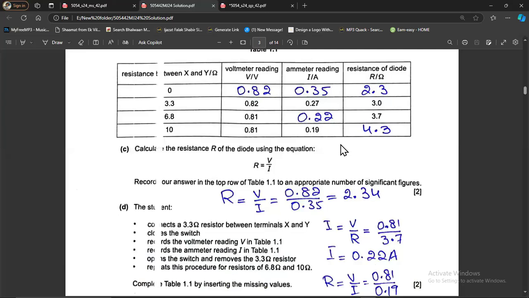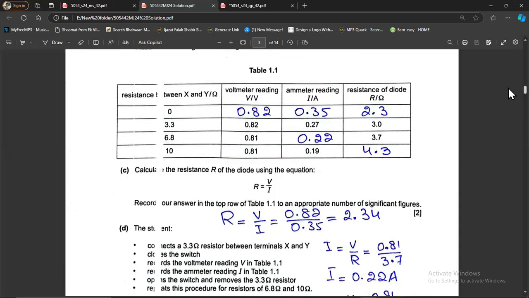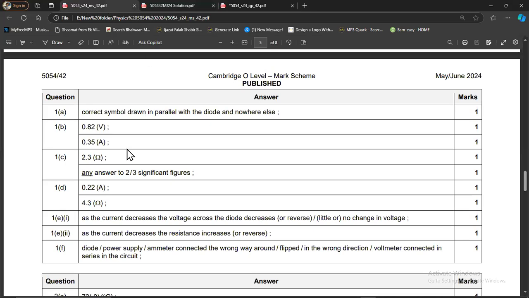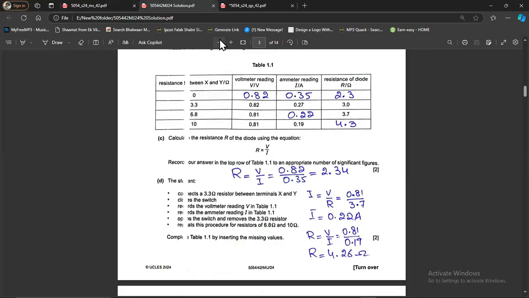Then in this row, we want to find out R. So 0.81 divided by 0.19, and that will give you the reading 4.26. So that will be 4.3. In this row, they have written the answers to significant figures only. Here, they are writing them also to significant figures. So I hope you understand how this is done. Yeah, our answers are right. This is how this is done.